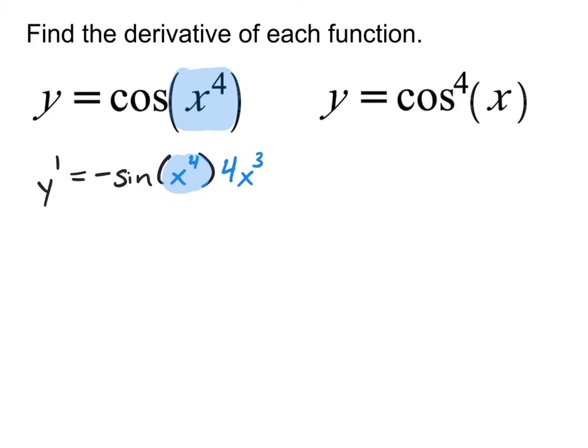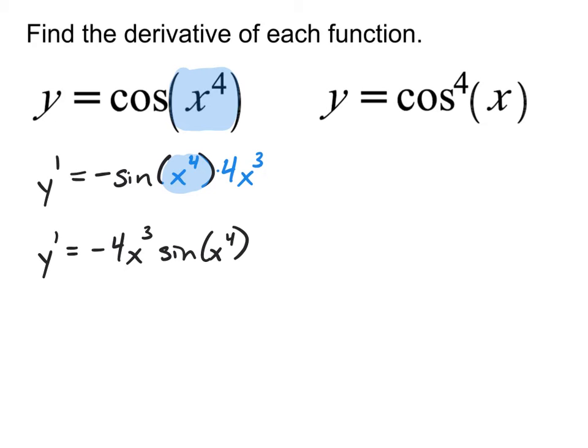4x cubed. And so then that's my derivative. The last thing I'd do in this case is just clean it up a little bit. So if I clean this up, I want to have the negative 4 out front. I'd even put the x cubed out front. And then my sine of x to the 4th after that.